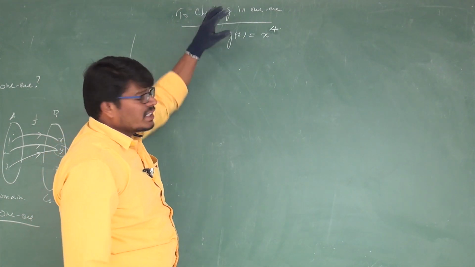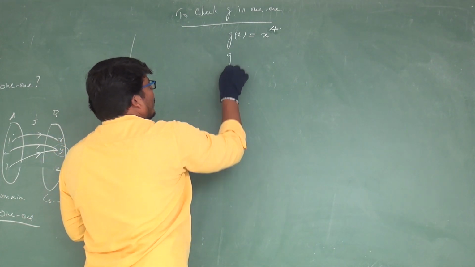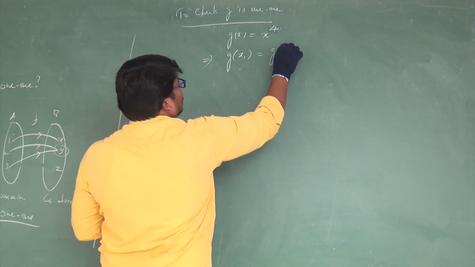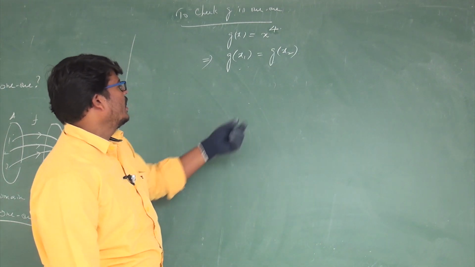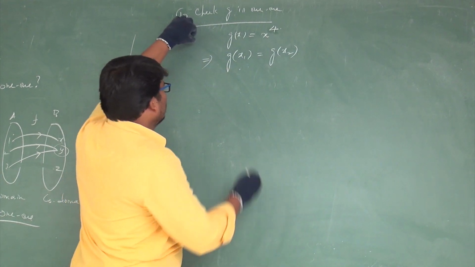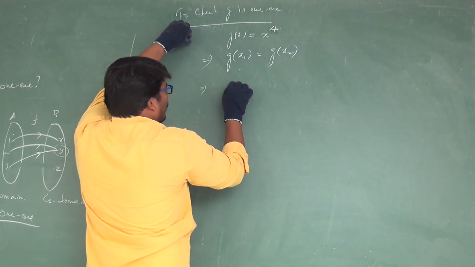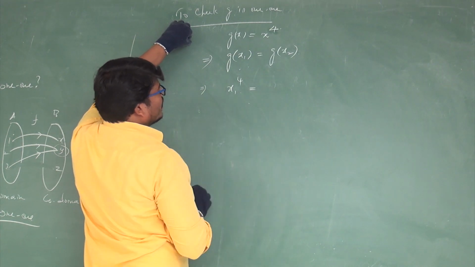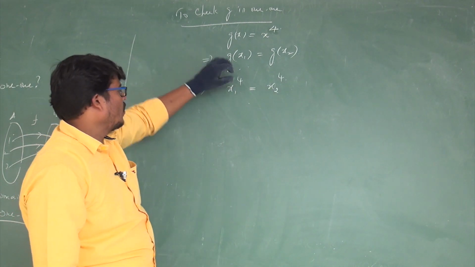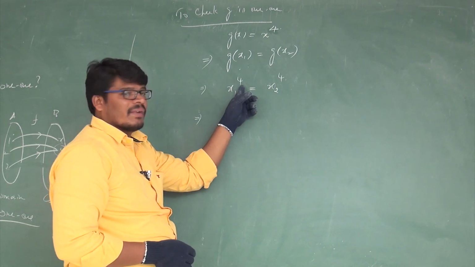Already given the condition f of x1 equal to f of x2. Given the function g of x, the condition implies g of x1 equal to g of x2. Now substitute g of x equal to x power 4, that implies x1 power 4 equal to x2 power 4. The powers cannot simply be cancelled, because it is an even power.